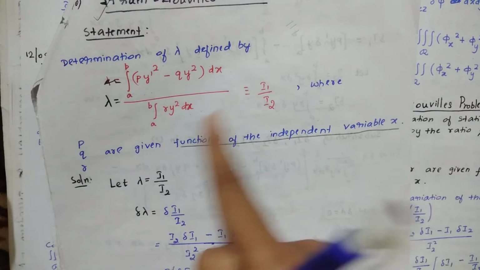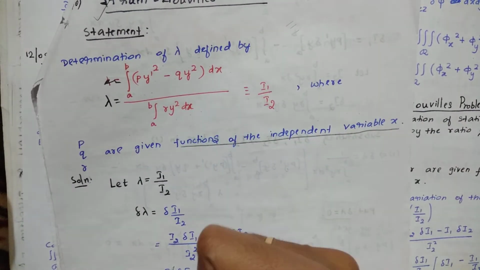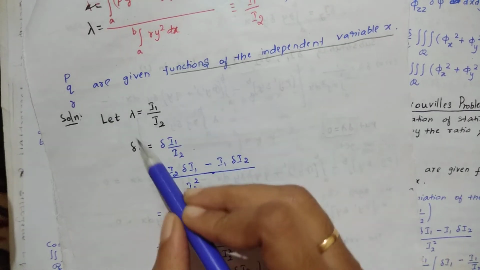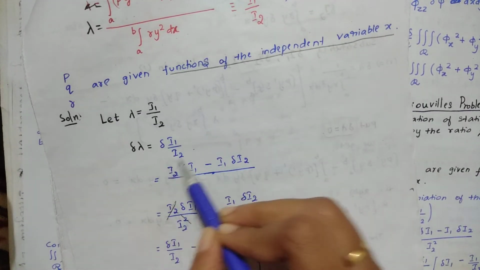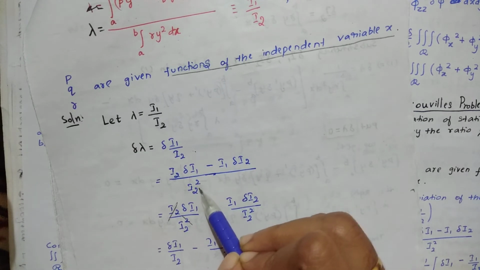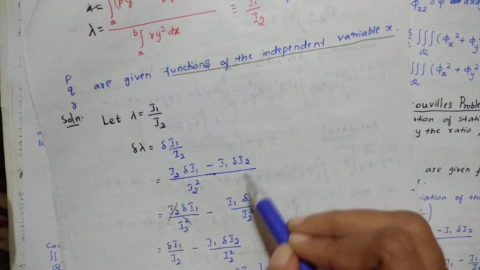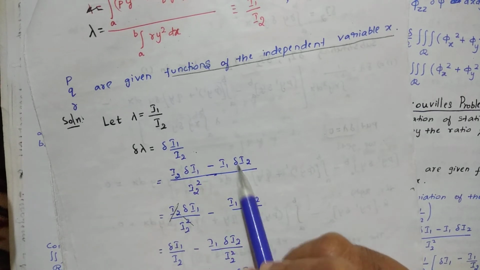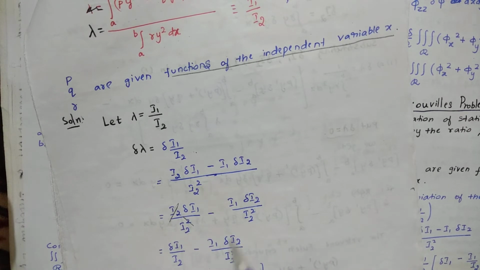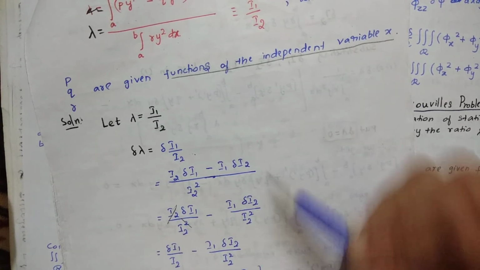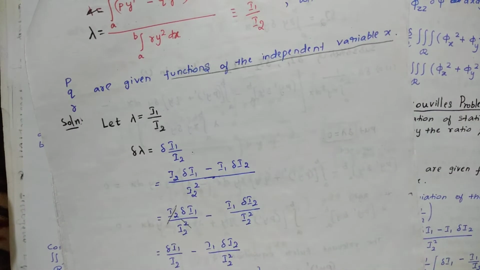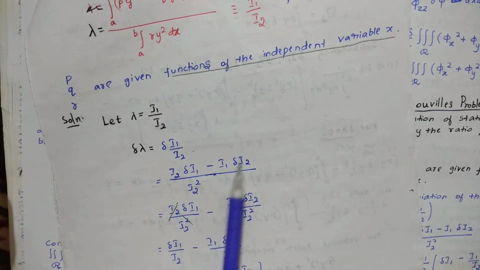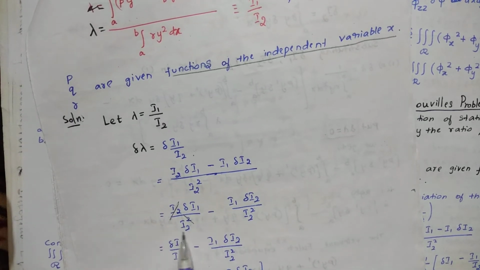It means you are taking the numerator value as I1 and the denominator value as I2. So now delta lambda is equal to, you are applying delta to this lambda so that you get this. Now you are differentiating this, so that you will get the denominator value, numerator delta I1 minus I1 delta I2 divided by I2 square. This is what you get when you differentiate this. Now you are giving this I2 square to both the terms, so that you get like this.